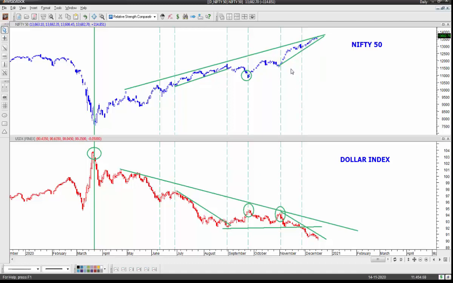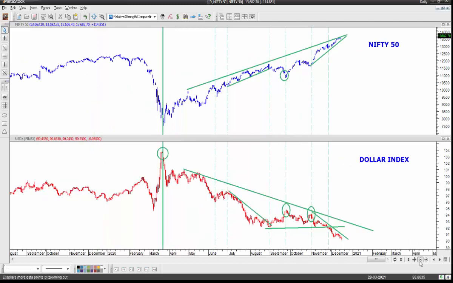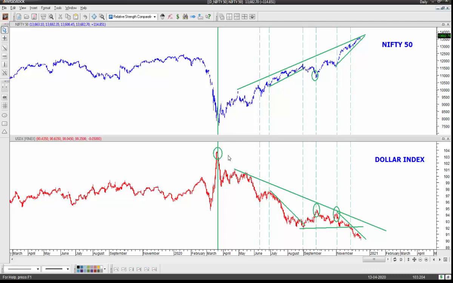So this is where we look at the shorter term correlations and how precisely it works, at a difference of one or two days. That is the extreme short term correlation. And what do we clearly see in this period? That the dollar index topped out at 103 and has gone to 90 levels. This is the period where Nifty has had a clear run.